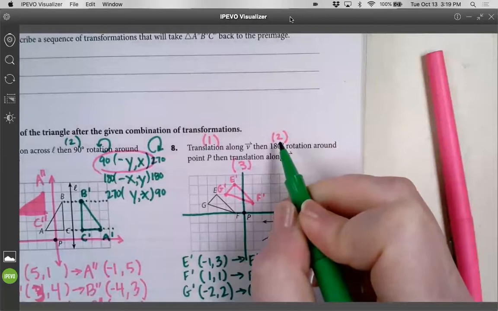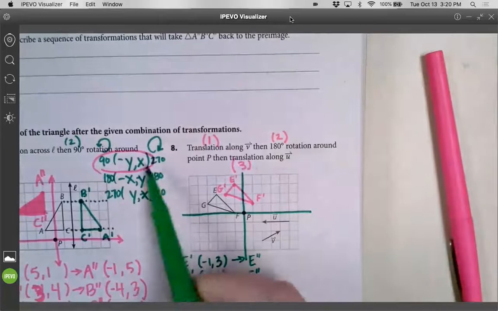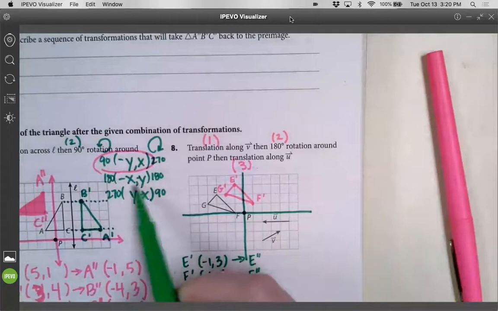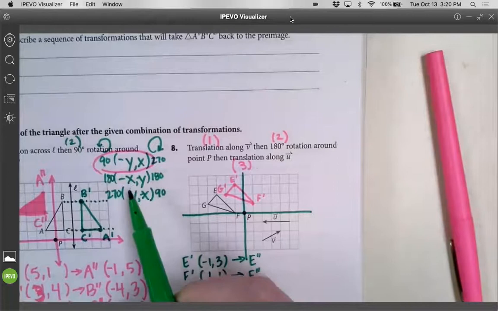180 degree rotation. If I've already got this listed out, I don't necessarily have to do it again. 180 degrees counterclockwise is negative X comma negative Y. So we're going to leave the X and Y in the right order, but we're going to change the sign on each one. So that's what we're going to do down here.